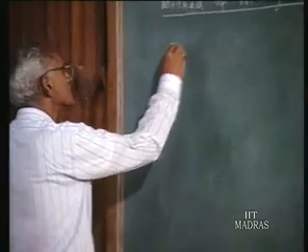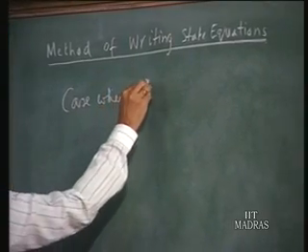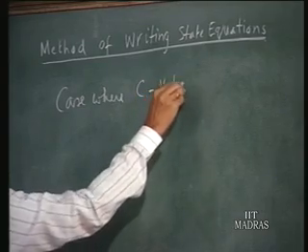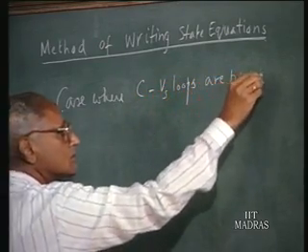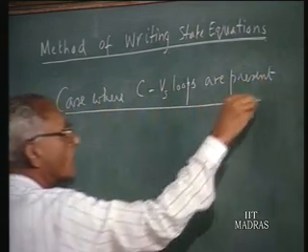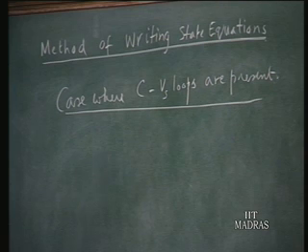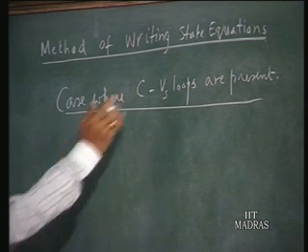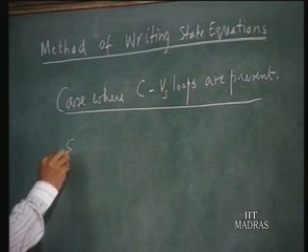So, the special case where CVS loops are present. By this I mean that you have a closed circuit constituted entirely by capacitances with or without voltage sources. That is, all the elements inside the loop must be either all capacitors or some capacitors and some voltage sources. In such cases we have the extended form of these equations.